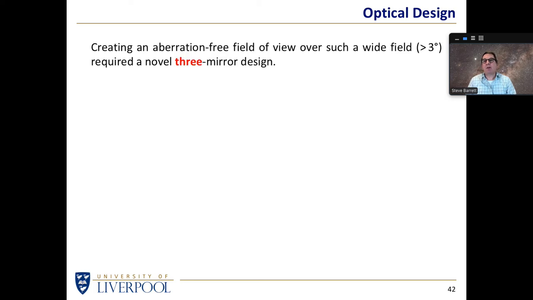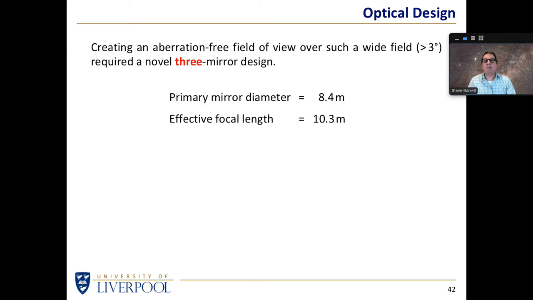So let's think about this optical design. We want a wide field of view, but there's no point in having a wide field of view if it's distorted and aberrated at the edges. We need it to be pin sharp over the whole field of view, and it was decided that they want a field of view of more than 3 degrees to make sure that they can cover the entire sky in 3 nights. And that required a rather novel 3-mirror design. The primary mirror diameter is about 8 meters, the effective focal length is about 10 meters, and that gives you an F number of 1.2, so very fast, even by the standards of fast photographic lenses.